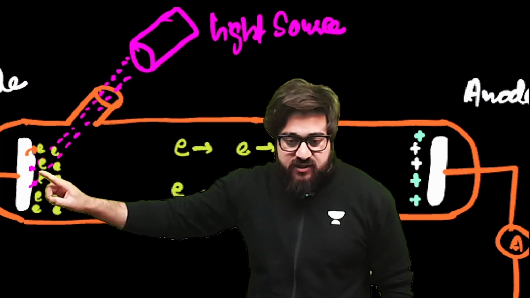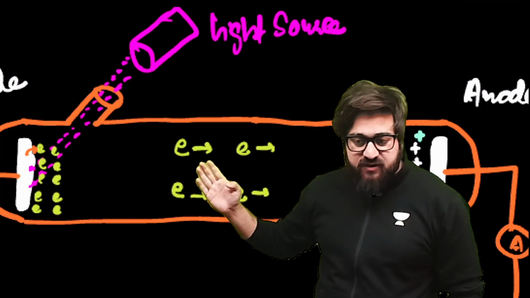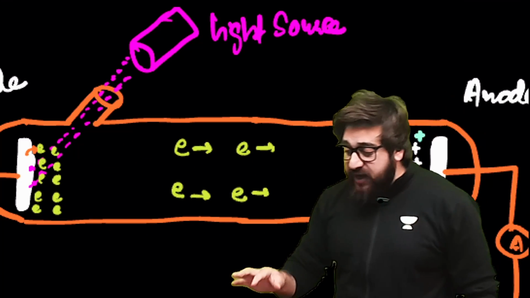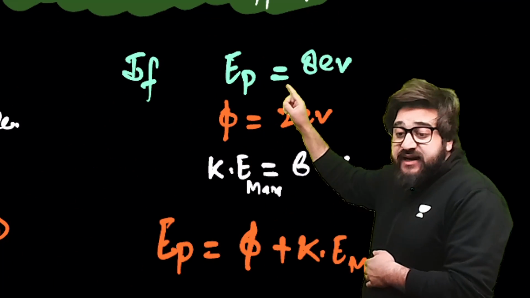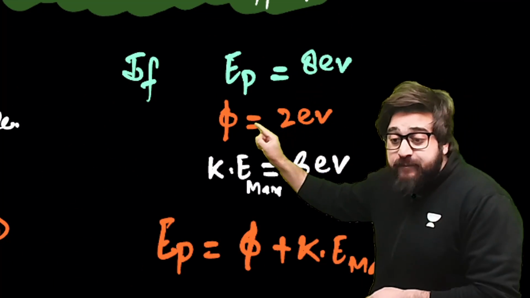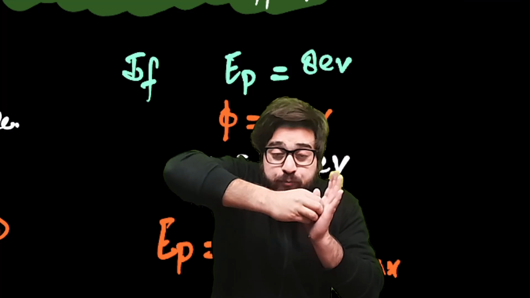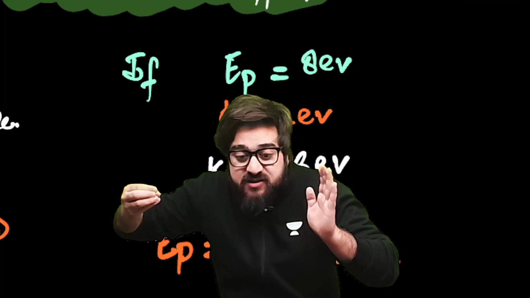Photons fall on this metal surface, electrons come out of it and start moving towards the anode. Let's suppose we are sending a photon of 8 electron volts. 2 electron volts is used in pulling out the electron from the metal surface.